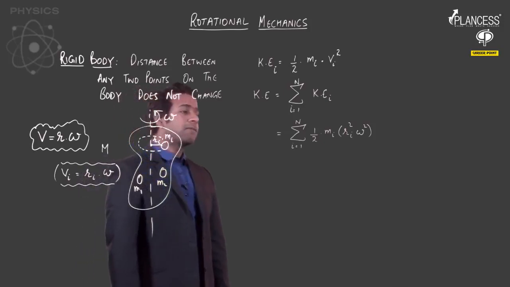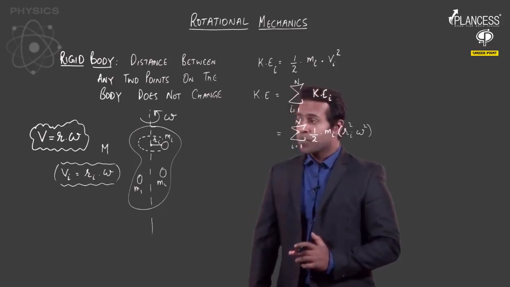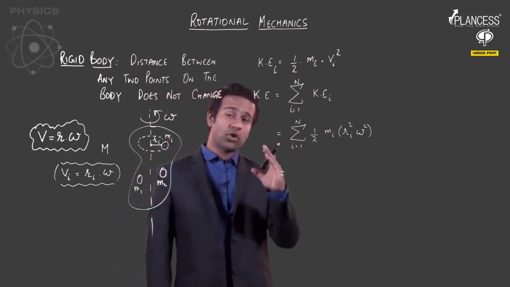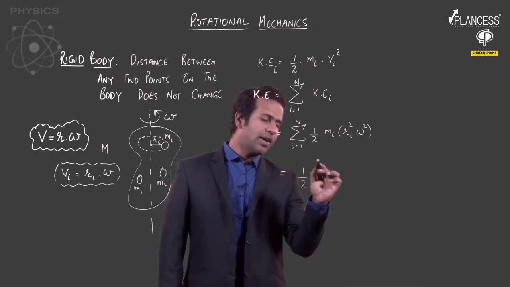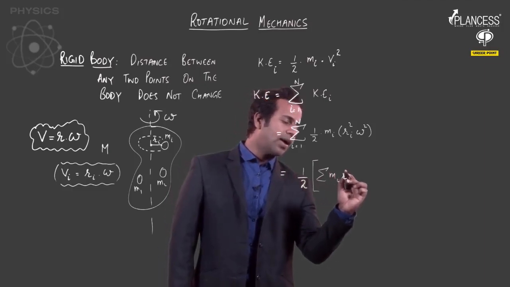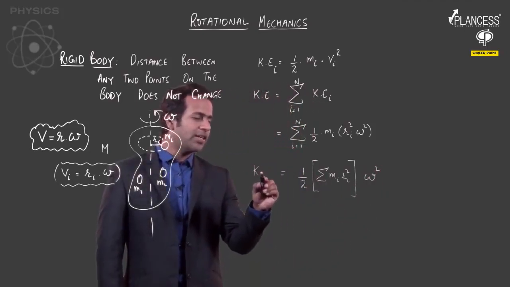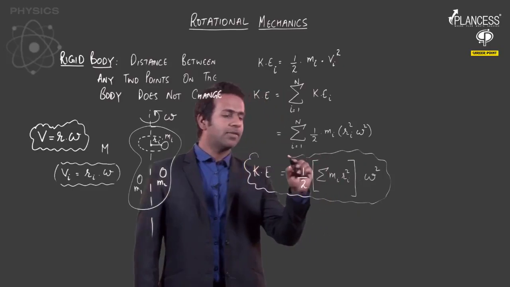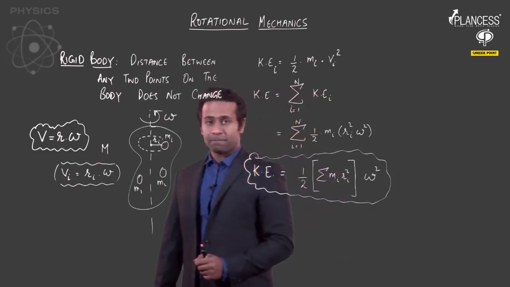right? So now in this expression you see that omega is a constant, right? So we can take omega out of the summation and we could write something like half can also be taken out because it's once again a constant. So you would have a term like half into summation of mi Ri square into omega square, right? So the total kinetic energy of this body when it spins is of the form half into the summation of mi Ri square into omega square, right?